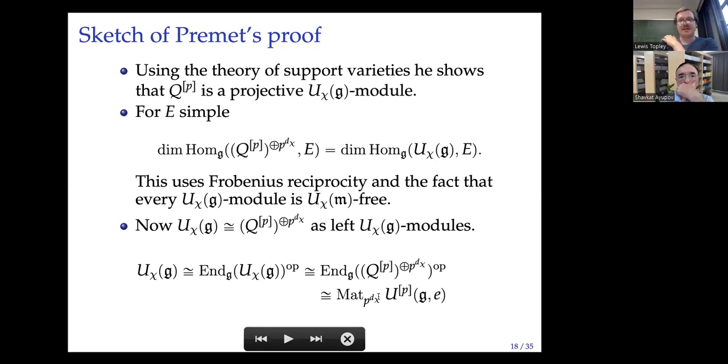This gives a very clear proof that the KW2 bound holds, because modules over this matrix algebra are obtained by taking modules for this smaller algebra and just putting them into a column vector. So certainly we have this dimension property.